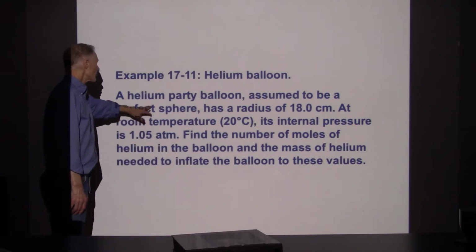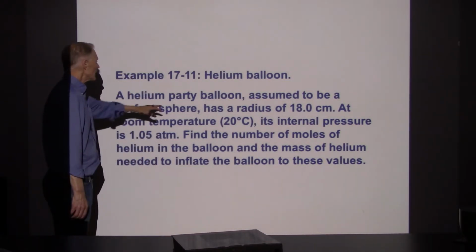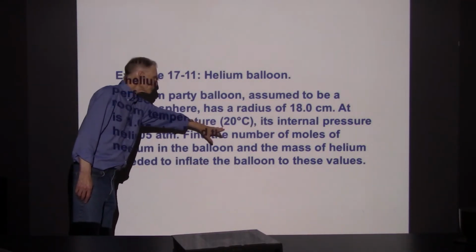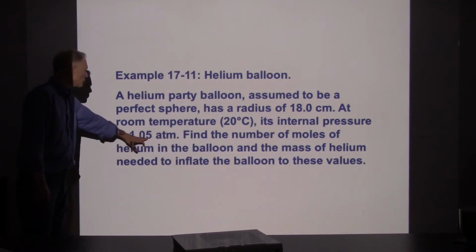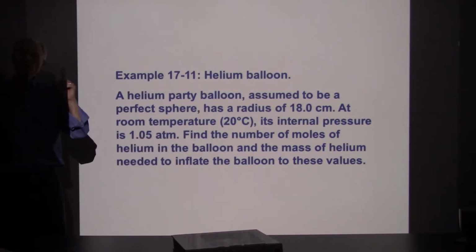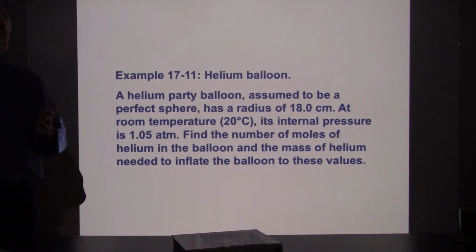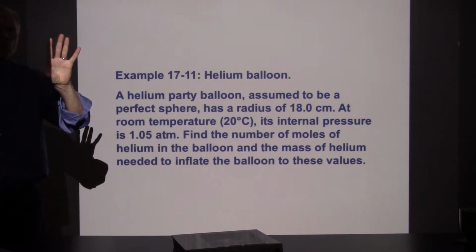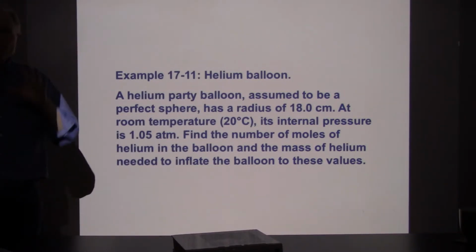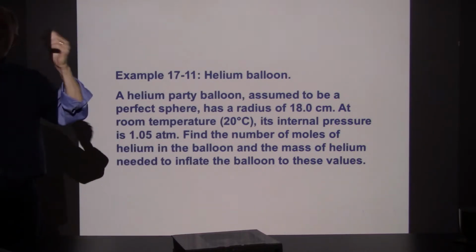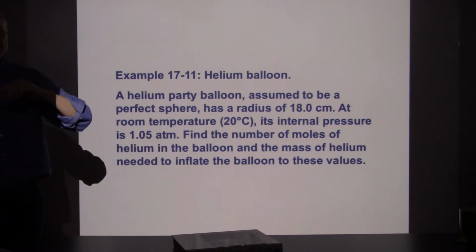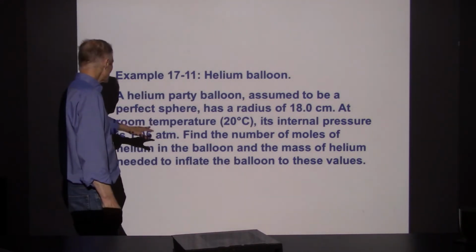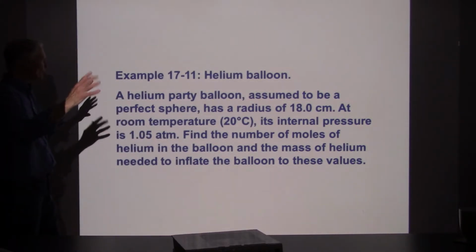Assumed to be a perfect sphere. So I've got a helium balloon. It's a perfect sphere. Has a radius of 18 centimeters. It's at room temperature. Its internal pressure is 1.05 atmospheres. Now the pressure inside has to be a little bigger so that we can push out the balloon, and it can make the balloon maintain that volume. All right. If I had 1 atmosphere inside and 1 atmosphere outside, the balloon would go kind of flat. But with a little extra pressure inside, the balloon will push out.